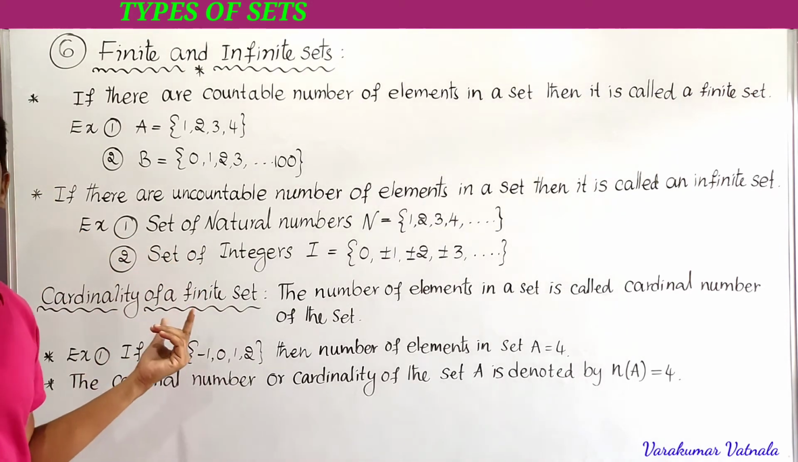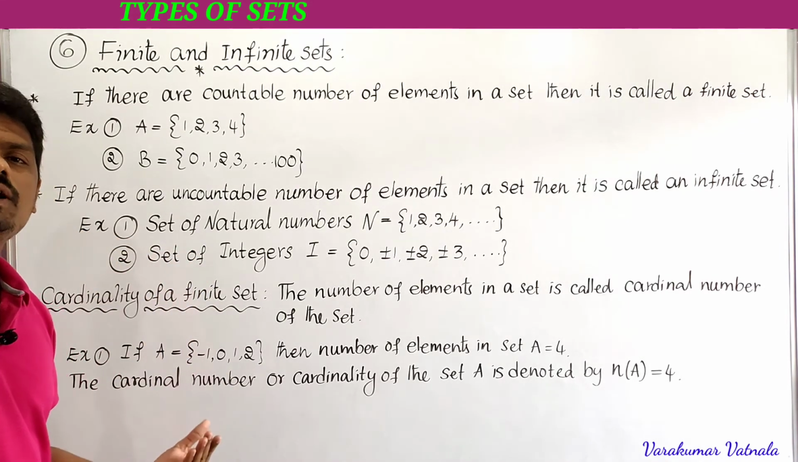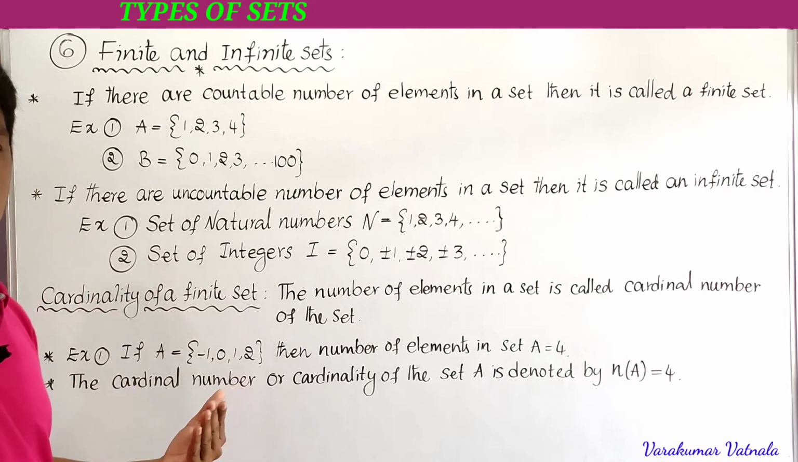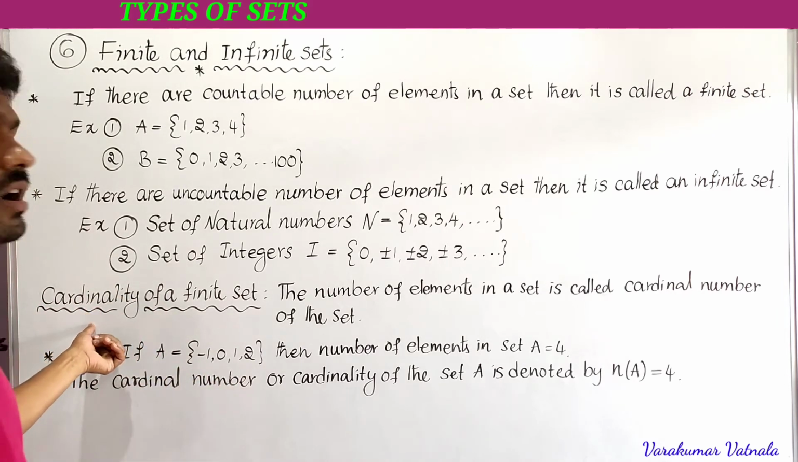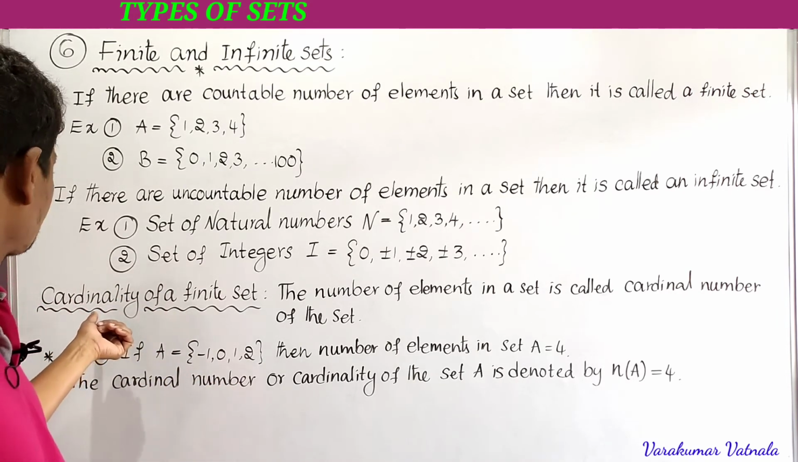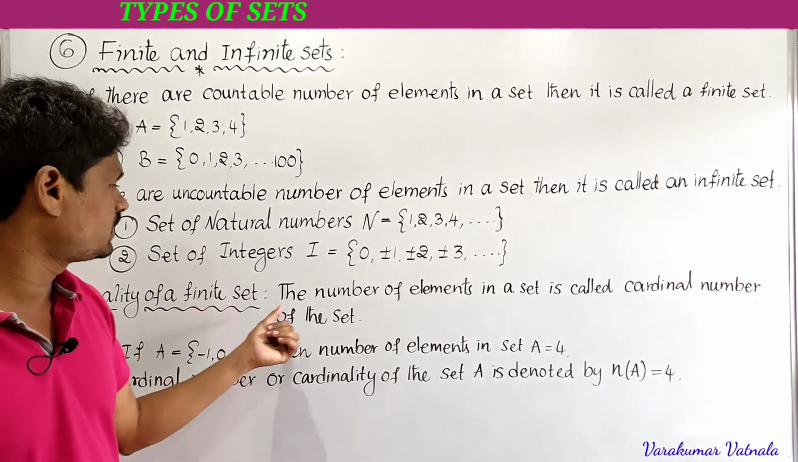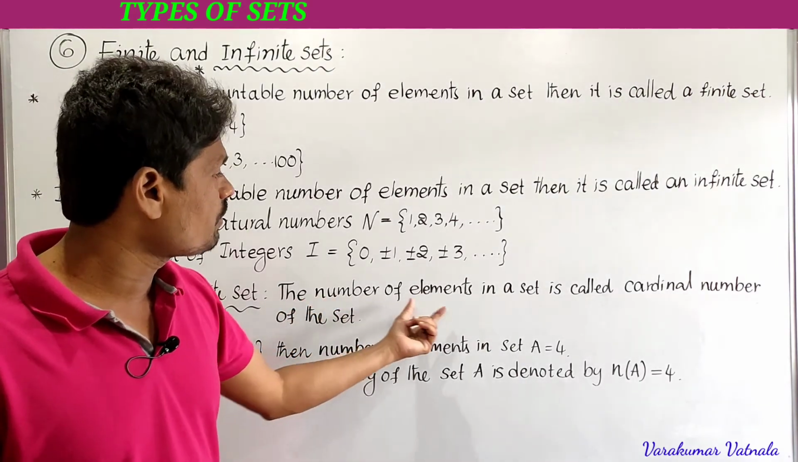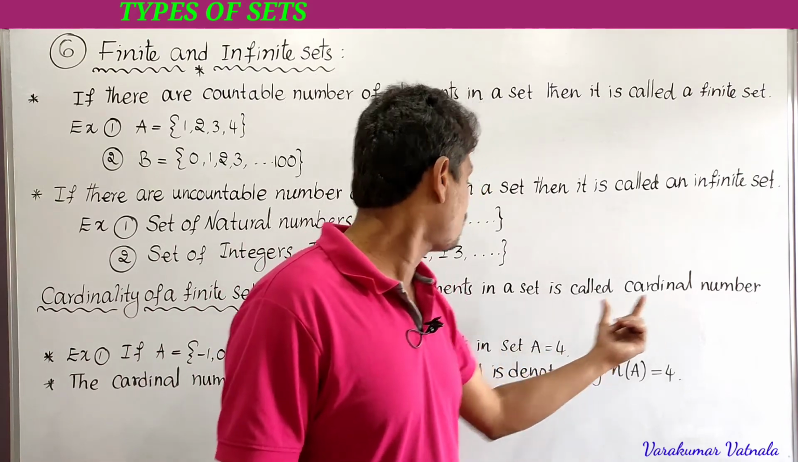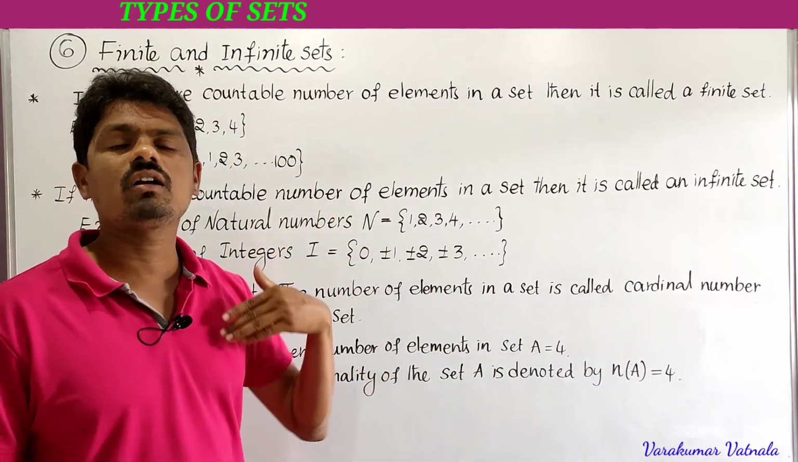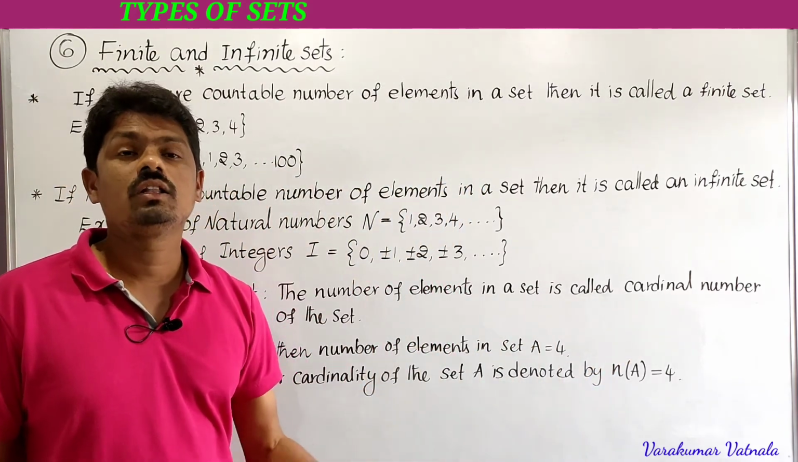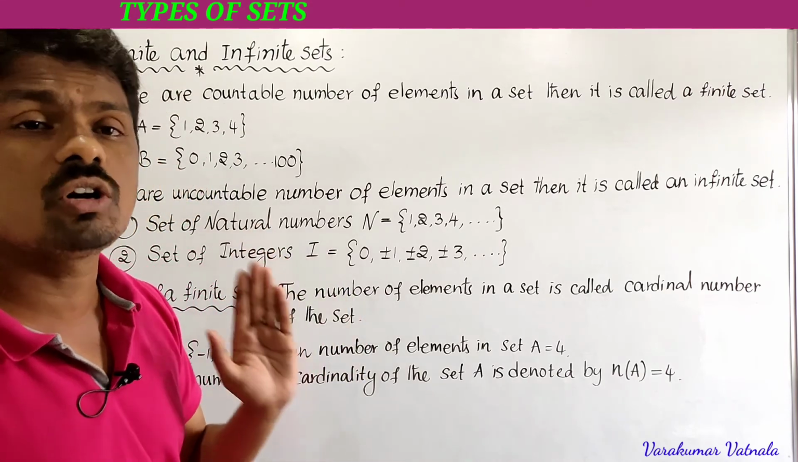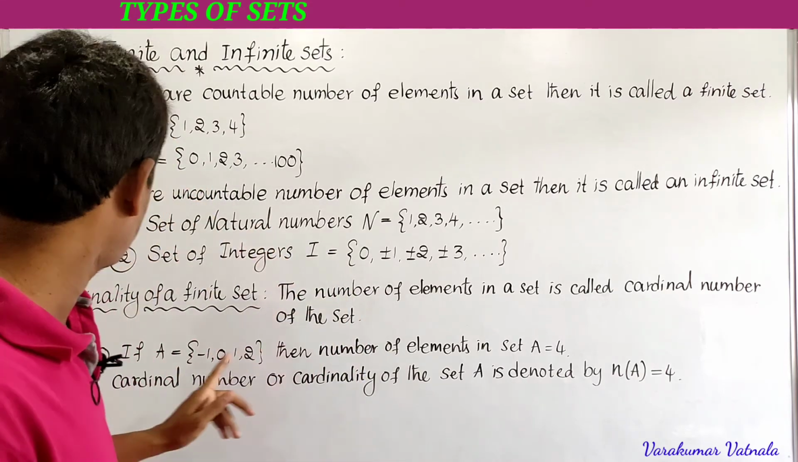So if it is a finite set, we have to say the number of elements. It is known as the cardinality of a finite set, or the cardinal number of the set. The number of elements in a set is called the cardinal number of the set, or the cardinality of a set.